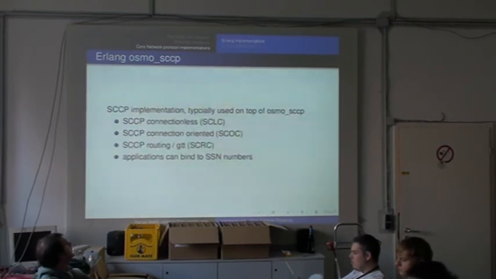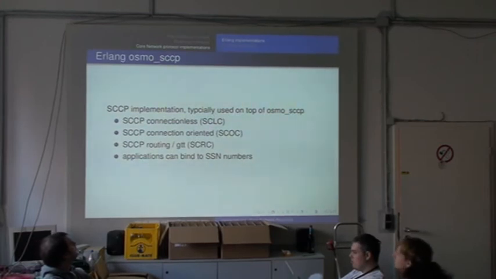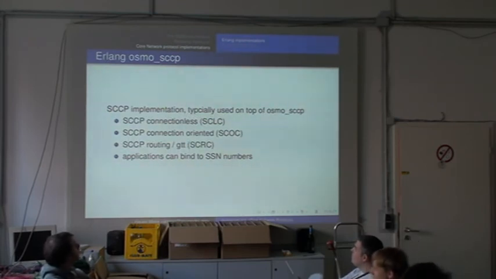Then there is Osmo SCCP, which is, well, sorry for that, of course you don't use SCCP on top of Osmo SCCP, that would be an endless loop, but on top of Osmo SS7. It contains SCLC, connectionless, SCOC, connection oriented, and SCRC for routing and global title translations, and then you can have applications that bind onto subsystem numbers on top of the SCCP stack. The connection-oriented implementation has not received a lot of testing so far. I have established a couple of connections, but it's not really used much, so there may be dragons.